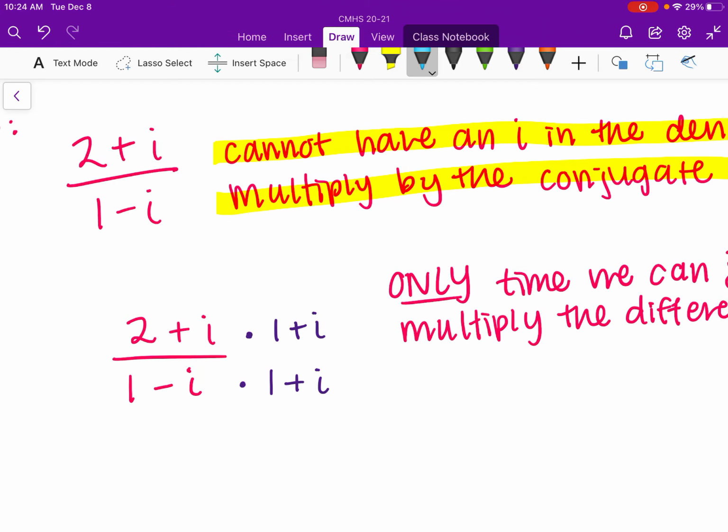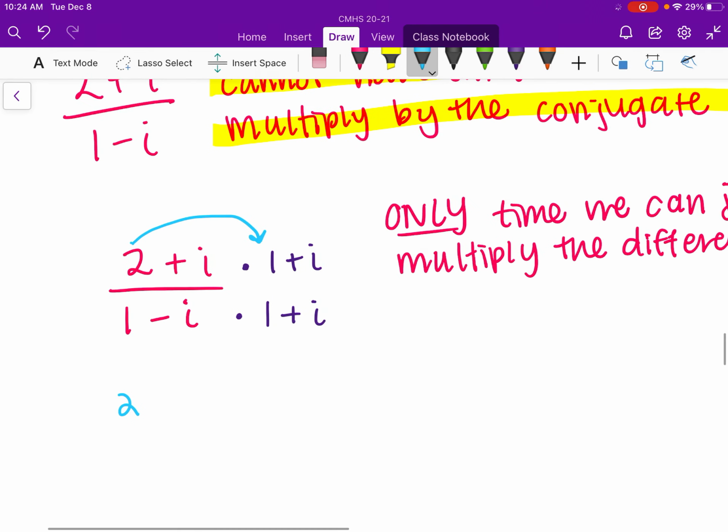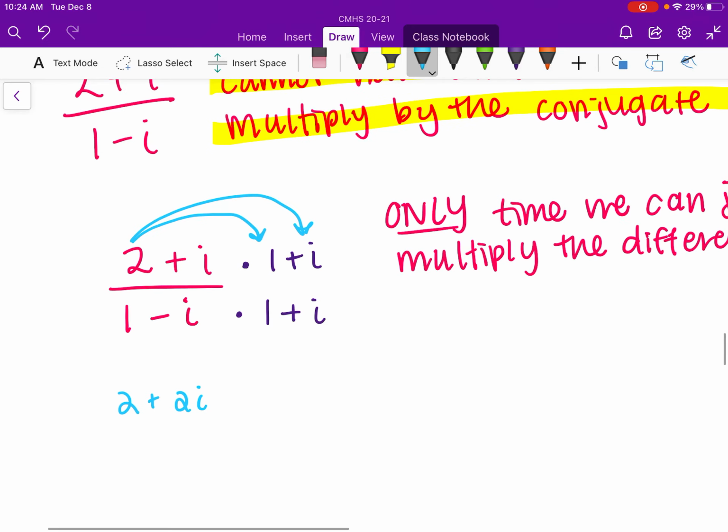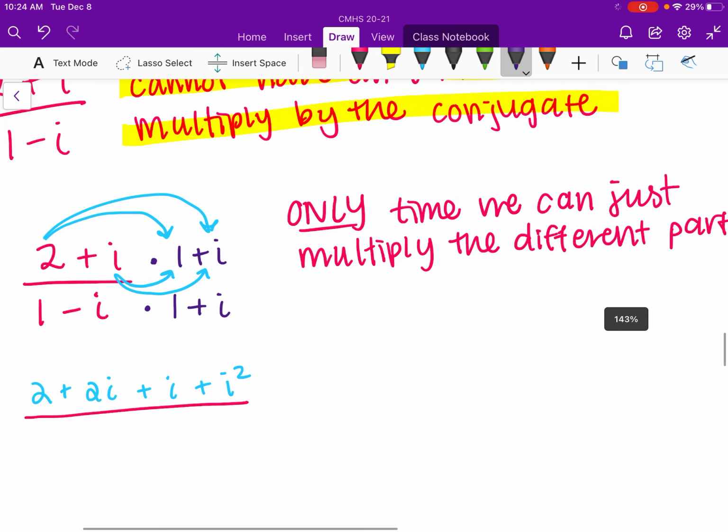This on the top is going to be that distributing again. So 2 times 1 is 2. 2 times i is 2i. Then we do the other one. i times 1 is i. i times i is i squared. So that's the top. Let's see what happens on the bottom.